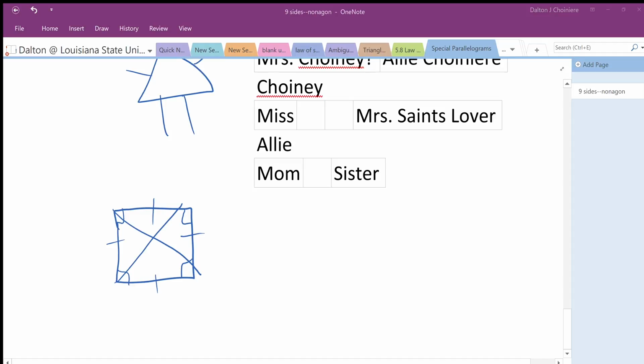So what does that mean? Can you give me another name? We know this shape is a square, but can you give me another name for it?